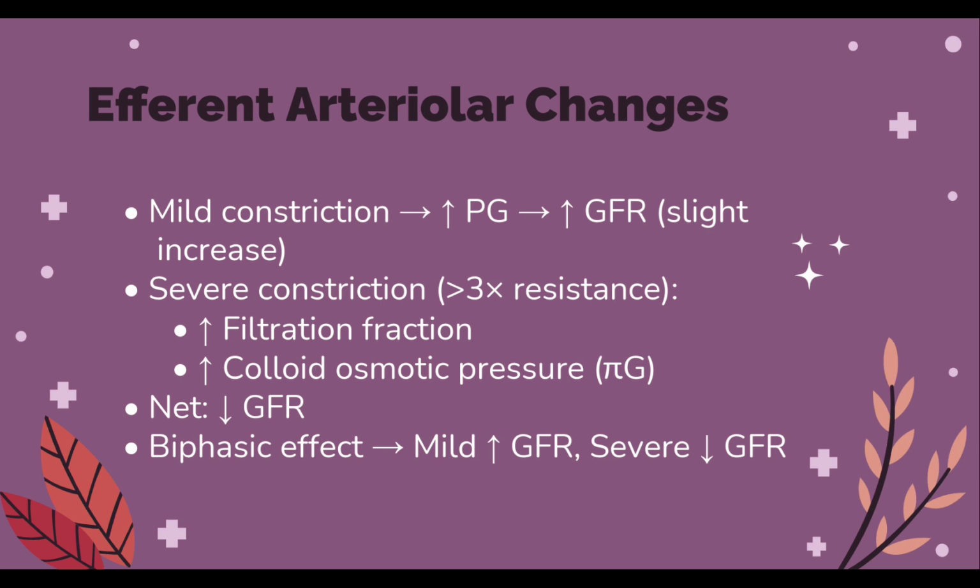At the efferent arteriole, when there is mild constriction, there is increased glomerular hydrostatic pressure. So there is a slight increase of glomerular filtration rate. And when there is severe constriction, it can increase the filtration fraction and colloid osmotic pressure. So the glomerular filtration can be decreased. So there is a biphasic effect at the efferent arteriole. In mild constriction, GFR is increased, but when there is severe constriction, GFR is decreased.